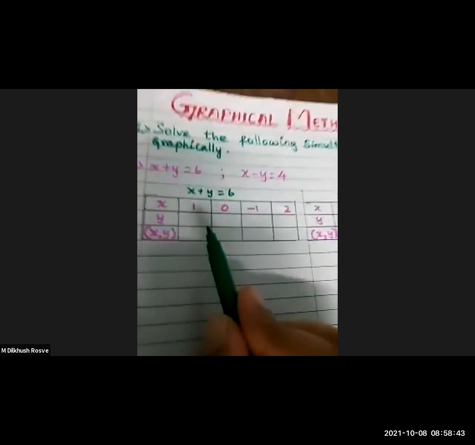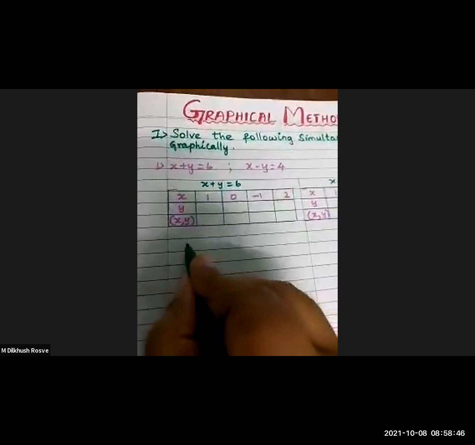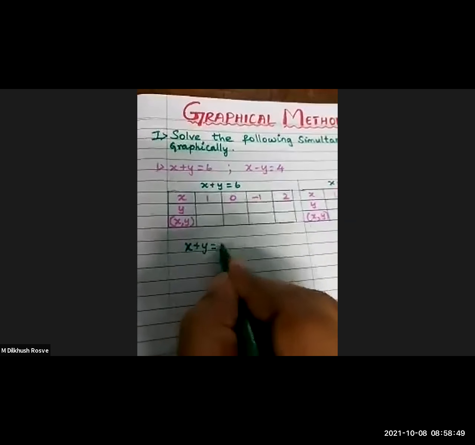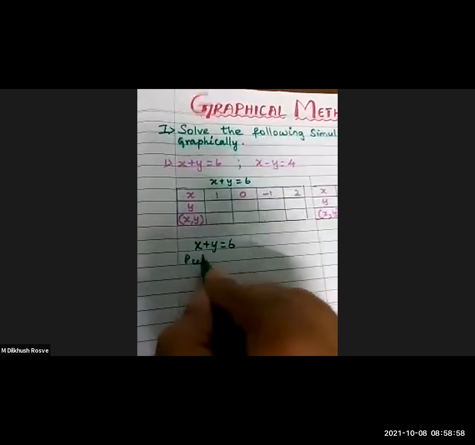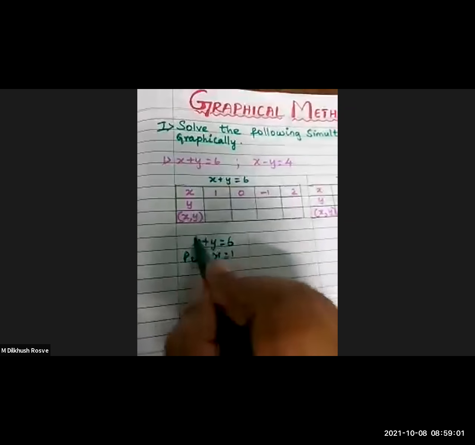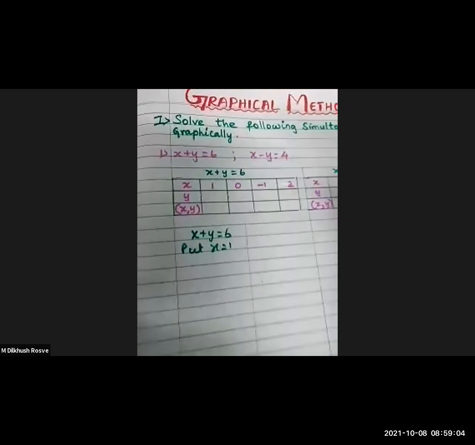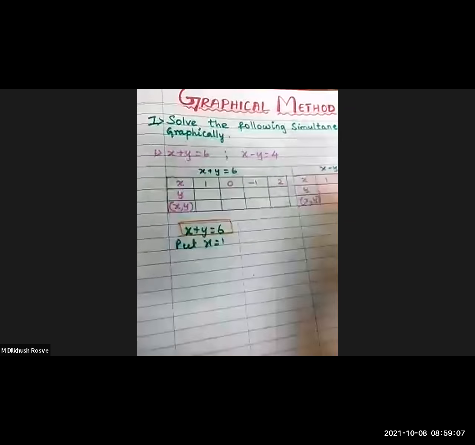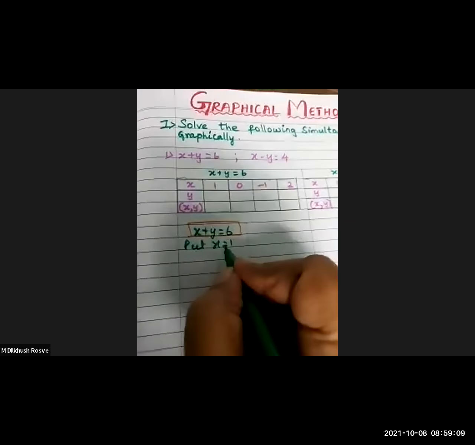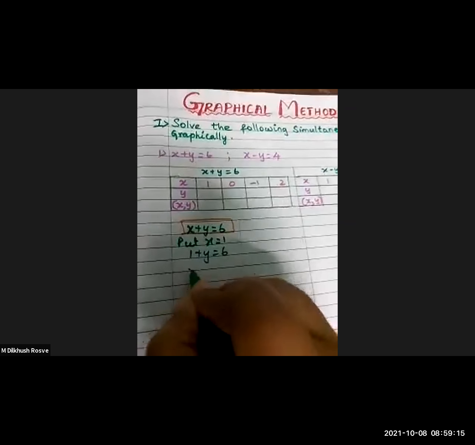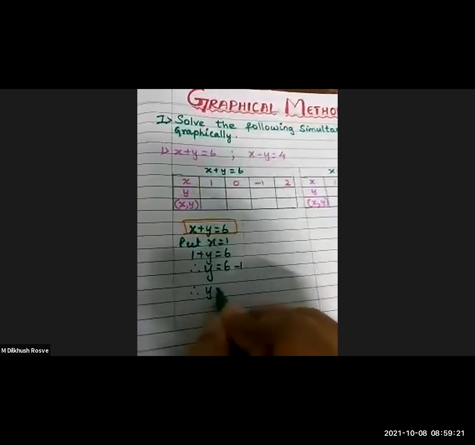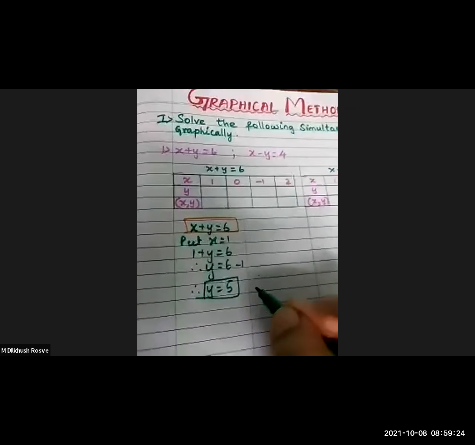Okay, so how can we find it? First, you write the given equation, x plus y equal to 6. And then what we have to do? First, what they have given here, put x equal to 1. In this equation, just highlight this equation so that it will be easy for you. So x equal to 1, no? Substitute 1 in x's place. So 1 plus y equal to 6. Therefore, y equal to 6 minus 1. Therefore, y equal to 5. So we got the y value as 5.